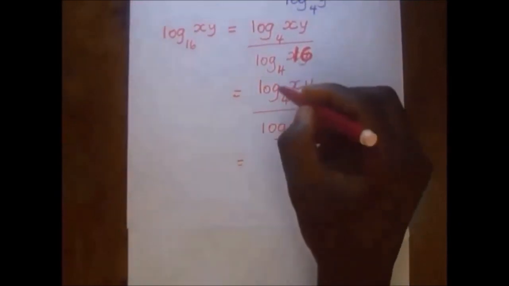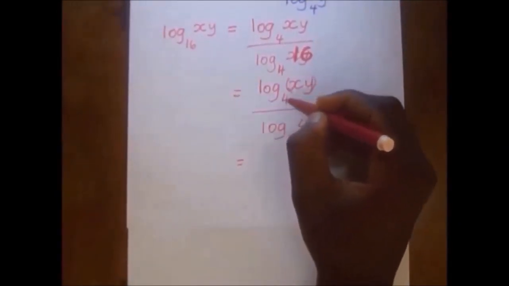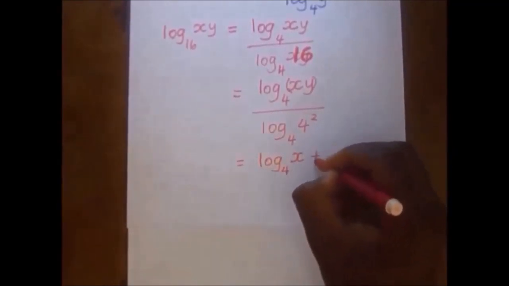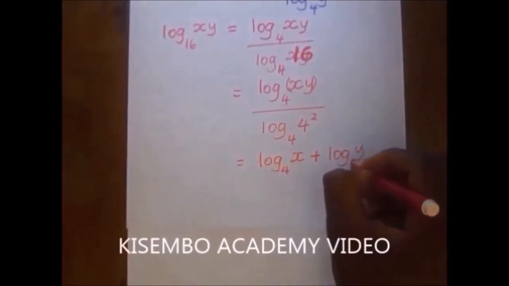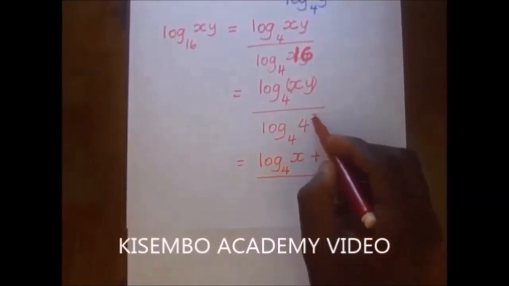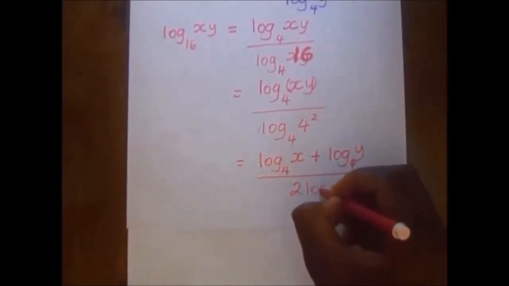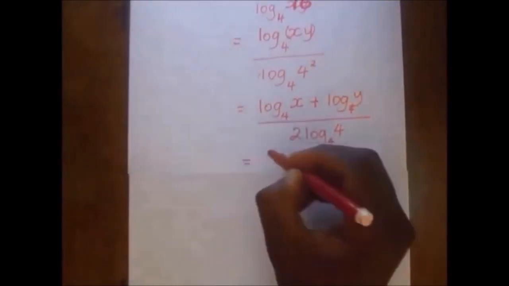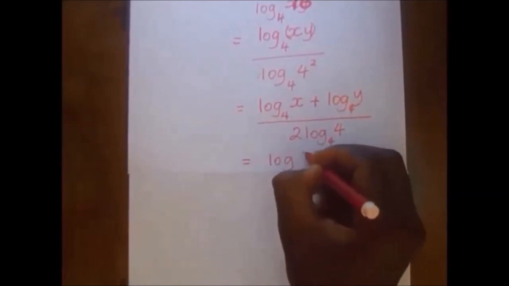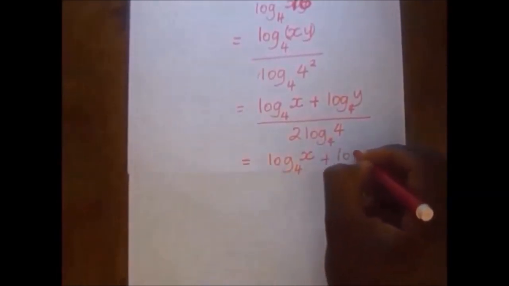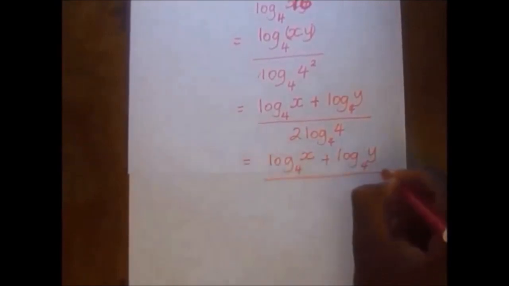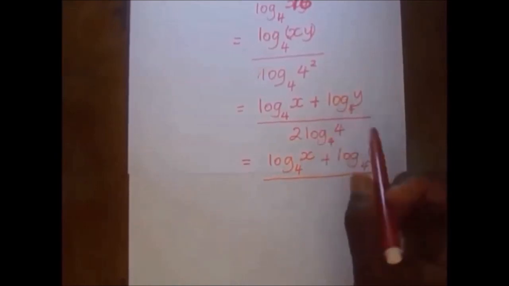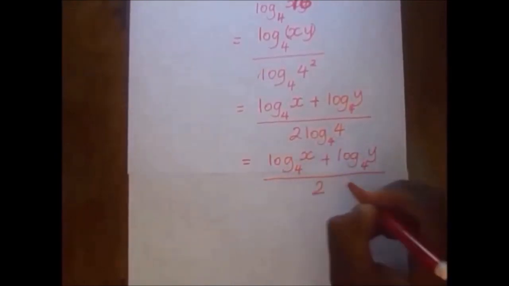So from our law of logarithms, log of x times y base 4 is the same as saying log base 4 of x plus log of y base 4, divided by, now when this 2 comes here, it's going to become 2 log of 4 base 4. So to continue with our calculation, this is going to become log of x base 4 plus log of y base 4, divided by, when the number and the base are the same, this becomes 1. So log of 4 base 4 is 1. So it's 1 times 2, and we are going to have 2 there.